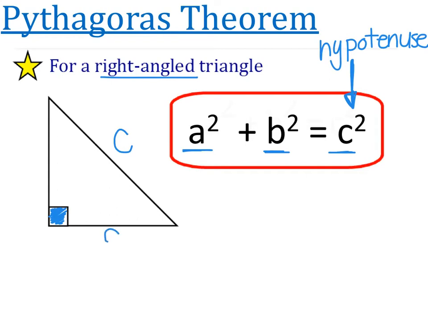So I'm going to call this side down here side A, and this side over here side B. So I've got A squared plus B squared is going to equal C squared. You're probably thinking, what is she going on about? But I promise in the next slide, I will actually show you an example and it will hopefully make some sense.